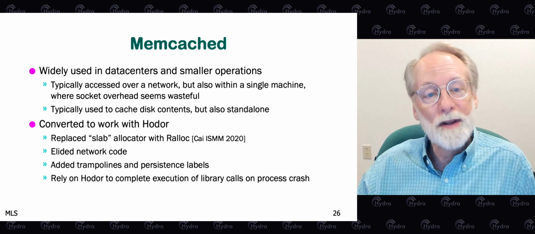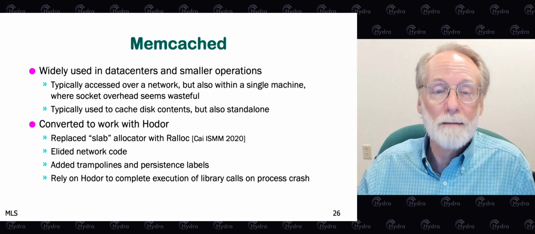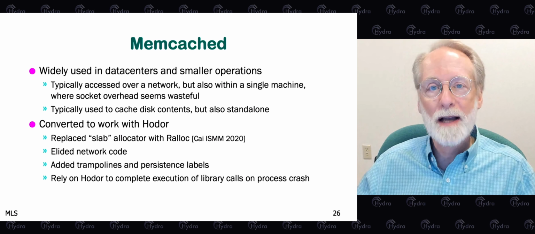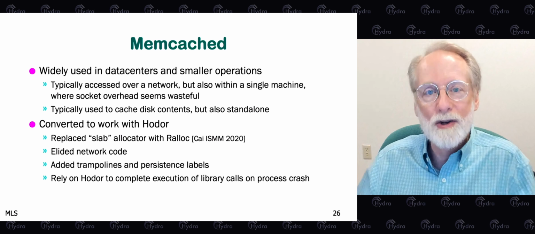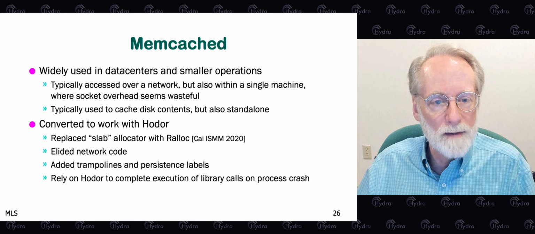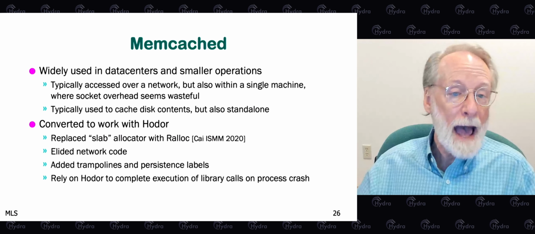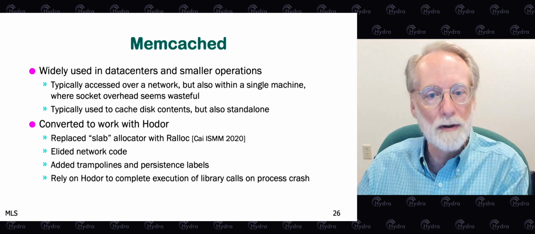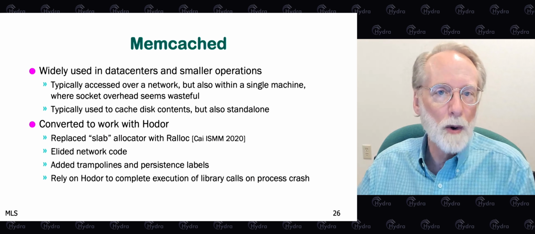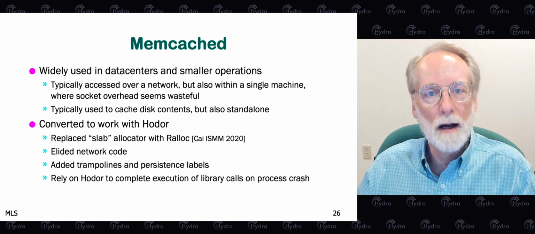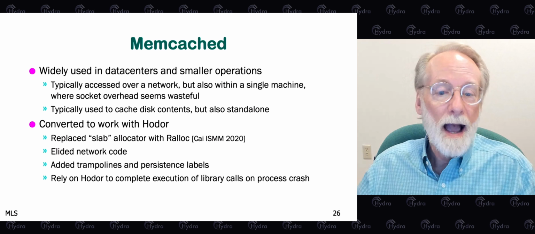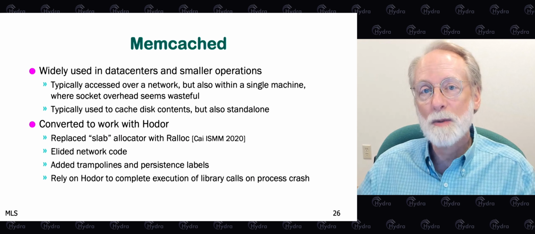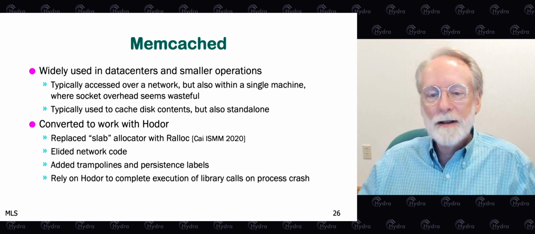We also elided all the network code, and there's a lot of network code inside of Memcached, particularly devoted to batching requests in order to amortize the cost of packet communication over a larger number of lookups or inserts or removes. We took all that code out. Then we added the trampolines and the shared memory labels that have to be added in order for the Hodor loader to bring your program in and set it up correctly. And we rely on Hodor to complete the execution of a library call that's in progress when a process crashes. That requires a little bit more explanation.